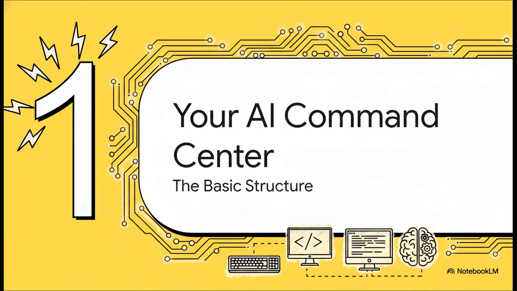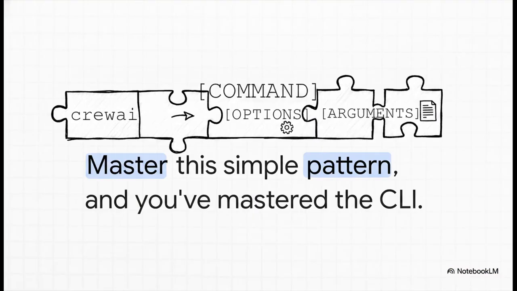First up, let's talk about that command center. Before we type a single thing, we gotta understand the basic anatomy of a command, because trust me, once you get this simple pattern down, everything else just clicks into place. And here it is. It all starts with the word CrewAI. That's your anchor. Next, you tell it what to do. That's the command, something like create. Then you can add options to tweak how it does it. And finally, you add your arguments, which is what you're actually acting on, like the name of your new crew. Get that sequence down, and you can build pretty much any command you'll ever need.